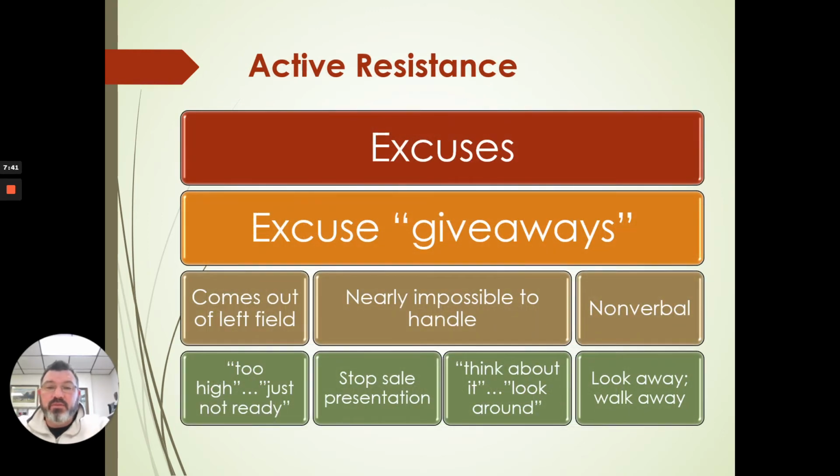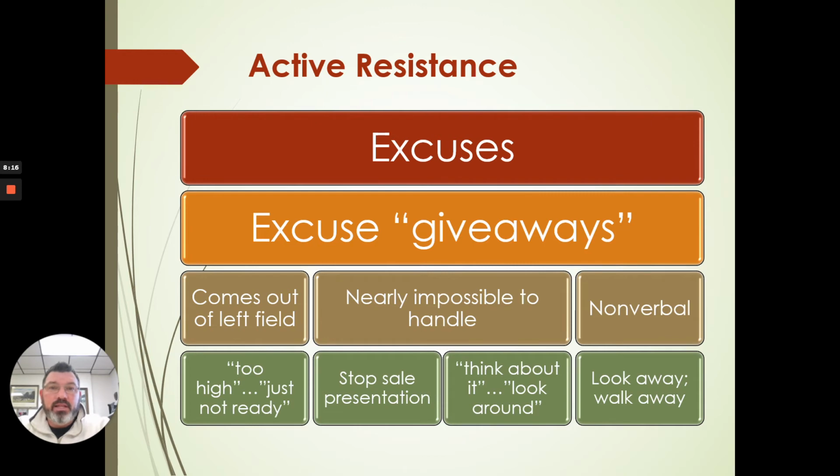And some giveaways whenever you get excuses is oftentimes they're not necessarily timed as clearly as what objections are. Objections usually come at an appropriate time. You can anticipate 70 to 80% of objections. Excuses are much less predictable. And so they oftentimes come out of left field, like your prices are just too high or I'm not ready. They can be really, really hard to handle because they may just stop you right in the middle of the sales presentation and say, I'd like to think about it, or I'd like to look around.